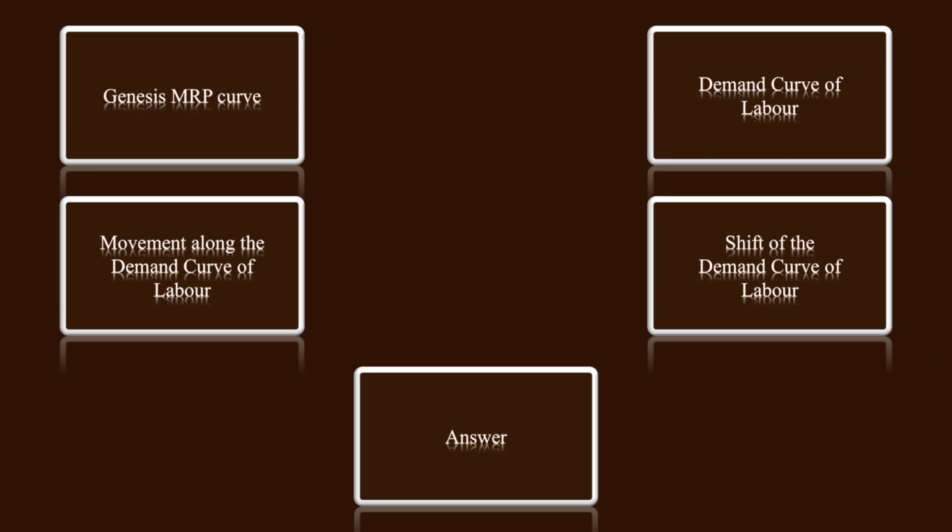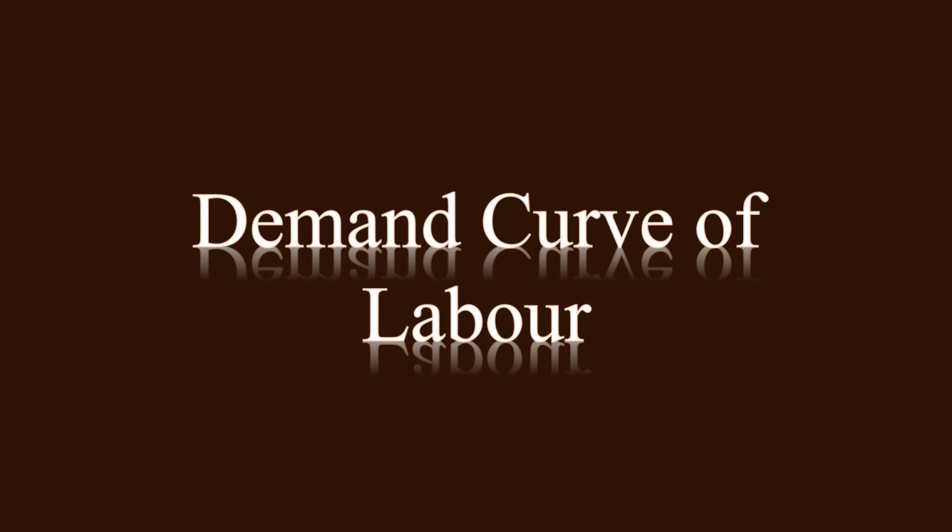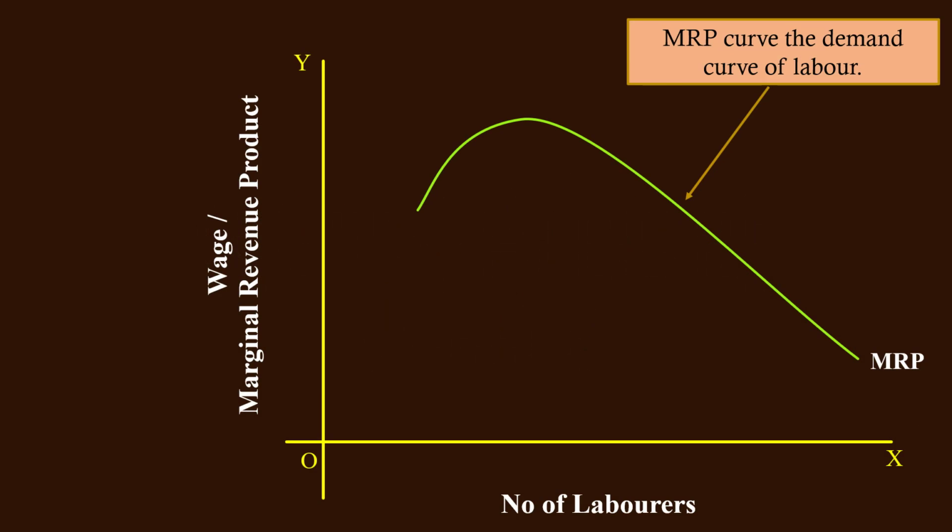We shall now pass on to identify the demand curve of labor. The marginal revenue product curve is the demand curve of labor. But how? We shall see that now. The number of laborers to be employed depends not only on marginal revenue product but also on wage. As perfect competition is prevailing in the labor market, wage is determined in the market. An individual producer has to accept the wage. He adjusts the number of laborers accordingly.